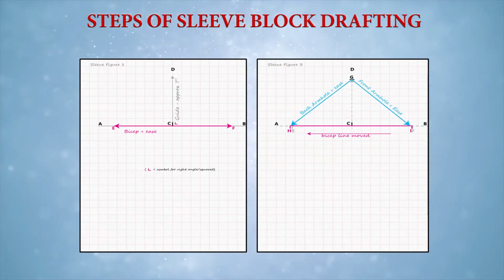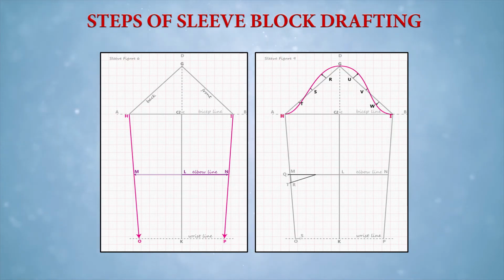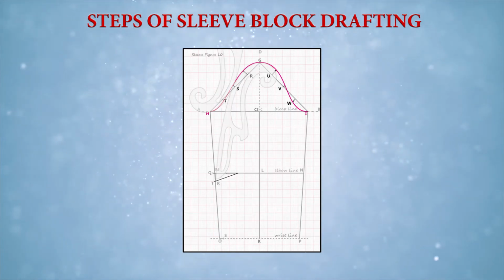First we create the bicep line, then we draw the upper rise of the arm, then we create the armhole shape and make it a proper shape of the sleeve. There are also steps mentioned in your study material for creating the basic sleeve. So you can keep this diagram in front of you, and when you follow all the steps one by one, you will be able to develop this basic sleeve block.